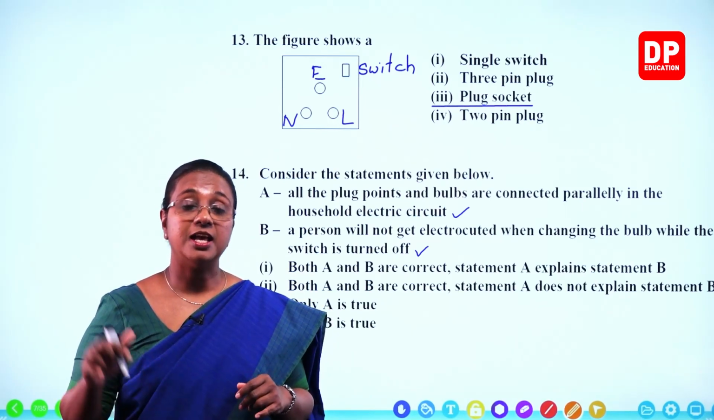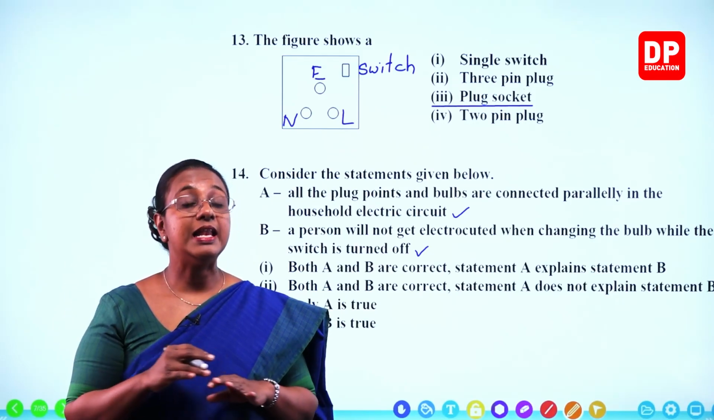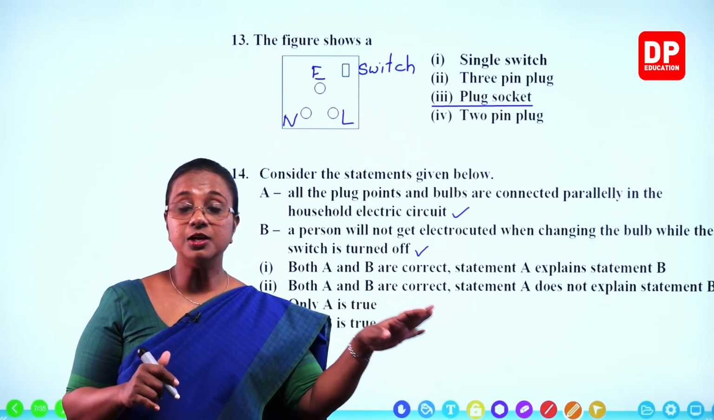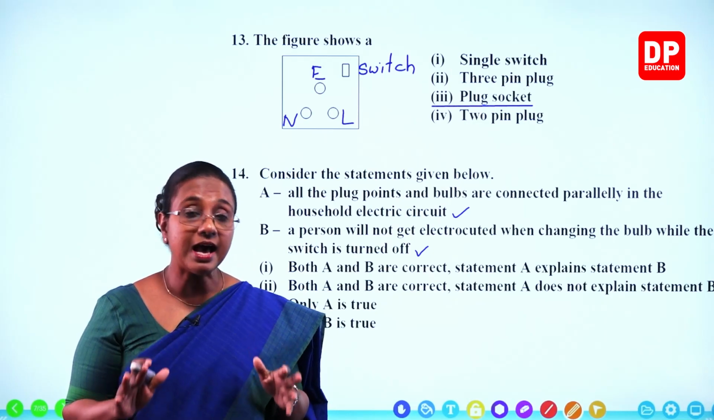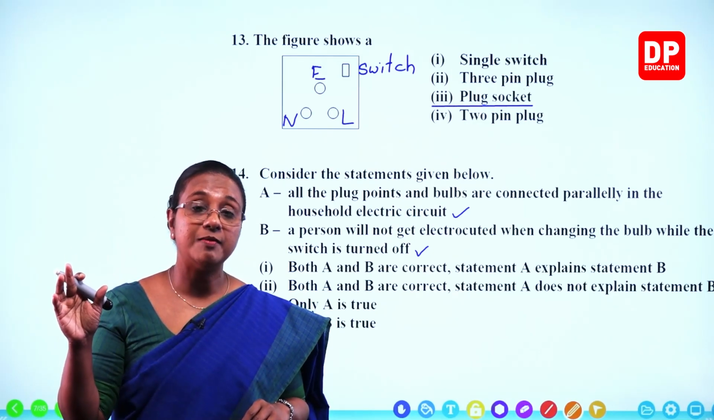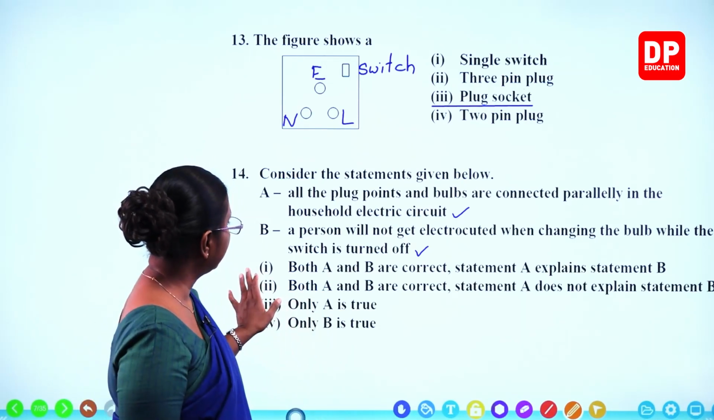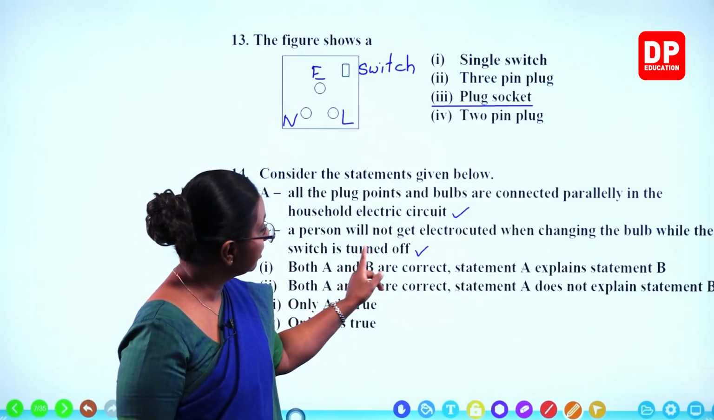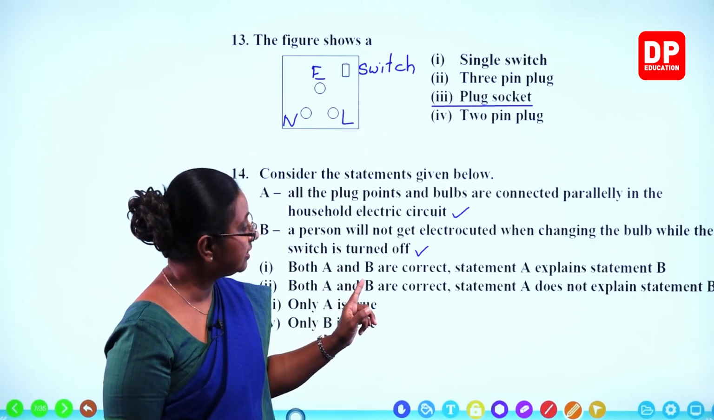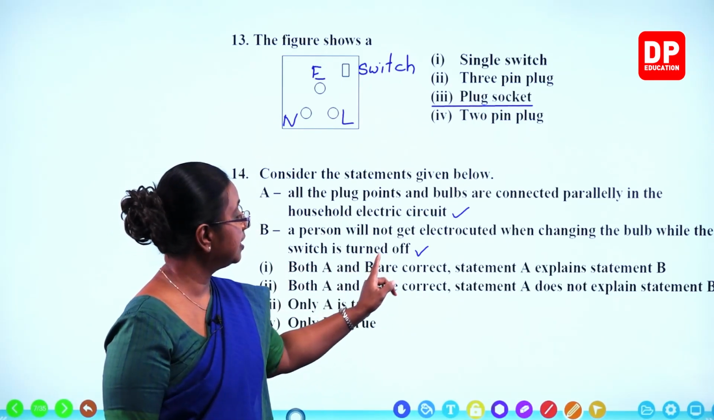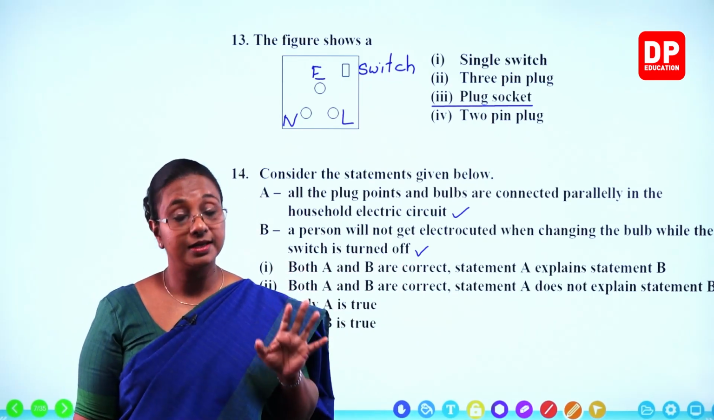So, because of that, when you switch off, the electricity supply is disconnected to that particular bulb, and thereafter, even if you remove the bulb, you will not get electrocuted. So, there will be no shock. So, a person will not get electrocuted when changing the bulb while the switch is turned off. So, that is also correct.